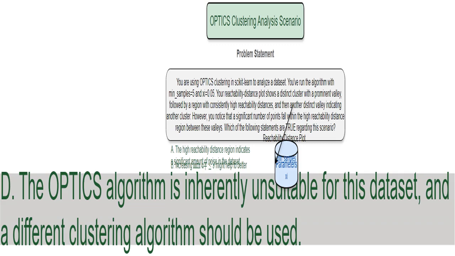I don't agree. Optics handles datasets with varying densities and noise well. The problem is likely with the parameter settings, not the algorithm itself. Let's not give up on optics so easily.